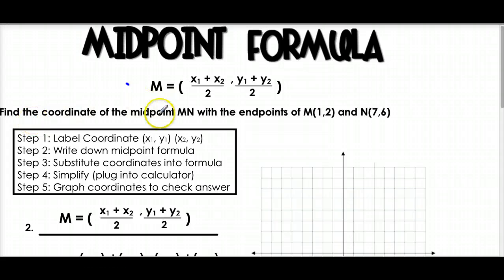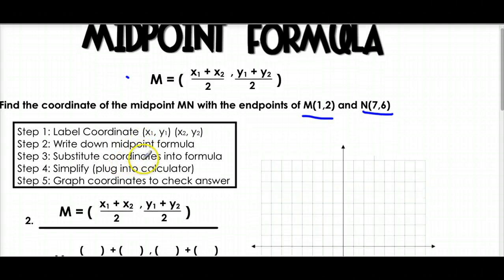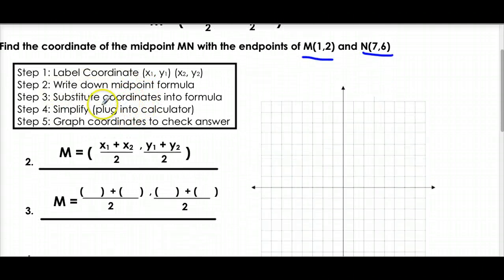So we want to find the midpoint of MN with the endpoints M(1, 2) and N(7, 6). Alright, so there's 5 steps to do this, to really find the midpoint and check your answers and everything. If you follow these 5 steps, you'll be fine. The first thing to do is label your coordinates. We've learned to do that, and we're getting good at it. So this is our x1, and this is our y1, and this is our x2, and this is our y2.